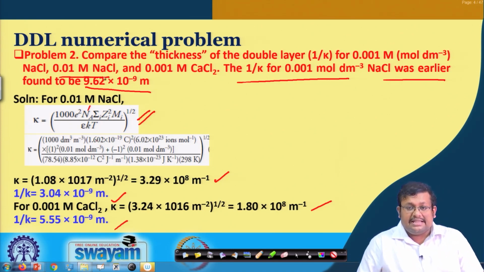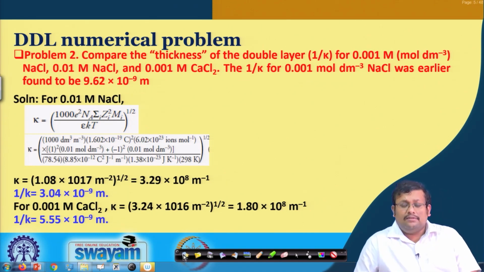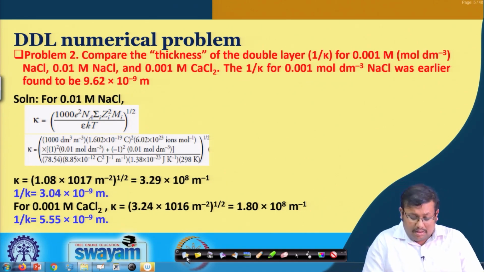One is NaCl, another is CaCl2. So this is how you solve these two problems.